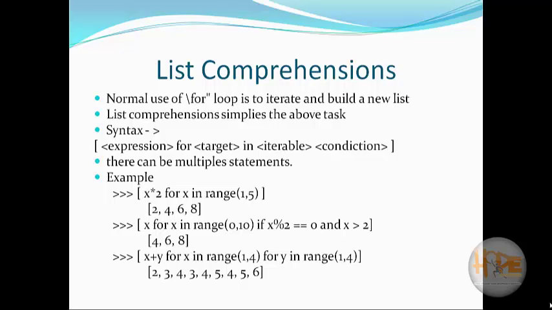So like this, x for variable x in range 0 to 10 if x modulo 2 is equal to 0 and x greater than 2. So our output is 4, 6 and 8. So in this manner we see the third example.